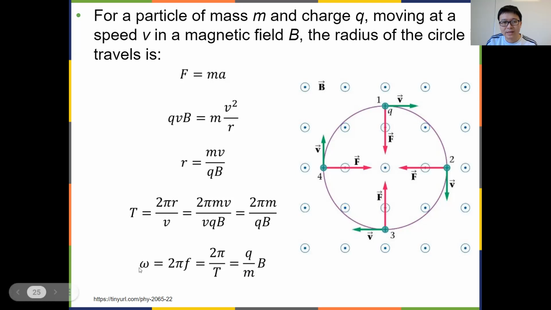So you can calculate the angular frequency, and then in terms of the magnetic field, you can get the ratio of the charge and the mass. You can see for different isotopes, you'll actually get different radius. So that's how you can tell which one is which, by using a mass spectroscope.